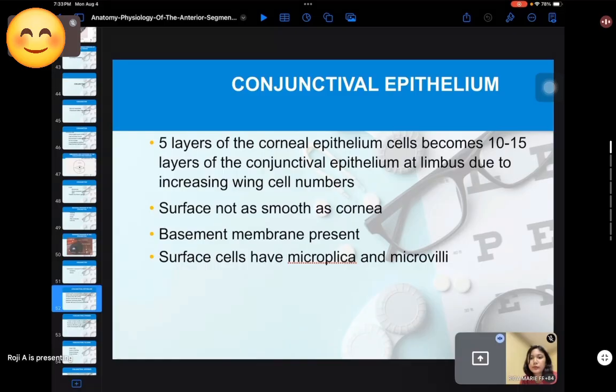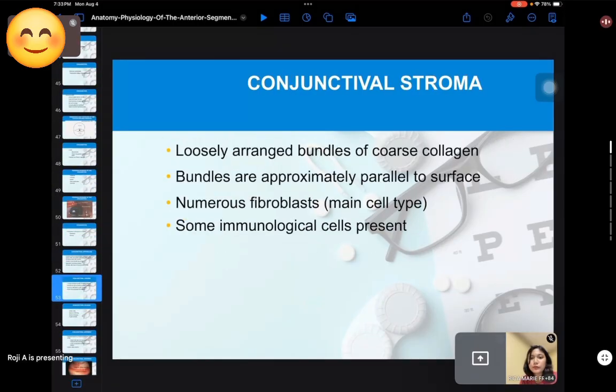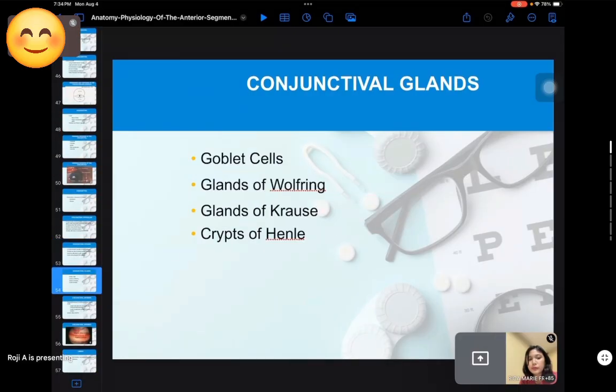Surface cells have microplicae and microvilli for retention of water. Now, not water per se, but the water layer. That's why you need to have that. If it dries, like a dry eye, for example, you would have erosion, and that's something that is not good. Of course, you know that. For the conjunctival glands, we have the goblet cells, the glands of Wolfring, the glands of Krause, and the crypts of Henle.